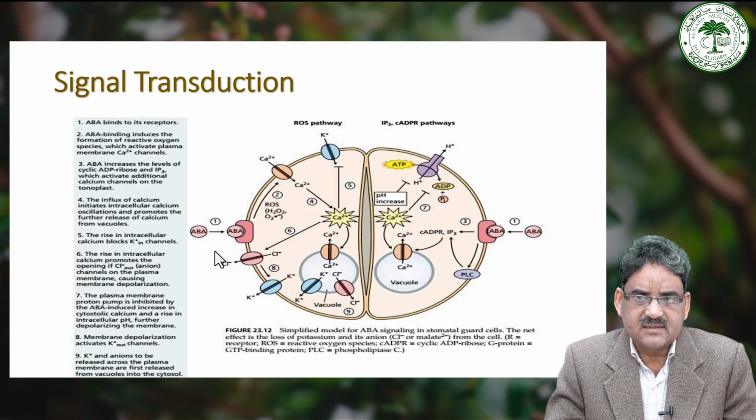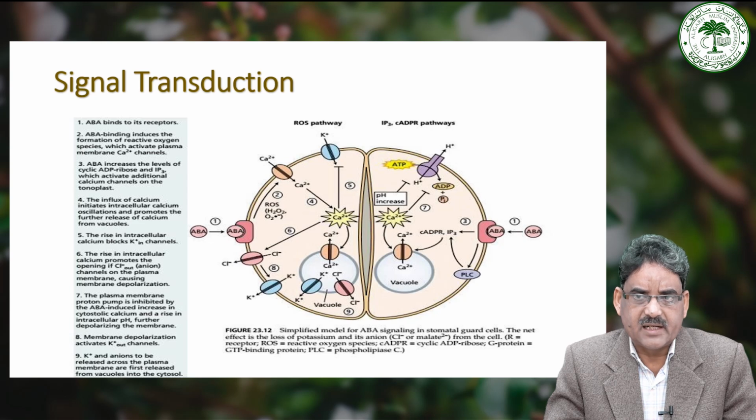RBOHs catalyze the formation of apoplastic reactive oxygen species such as hydrogen peroxide and superoxide, which triggers opening of plasma membrane calcium ion permeable ion channels. Calcium ion enters the cell.